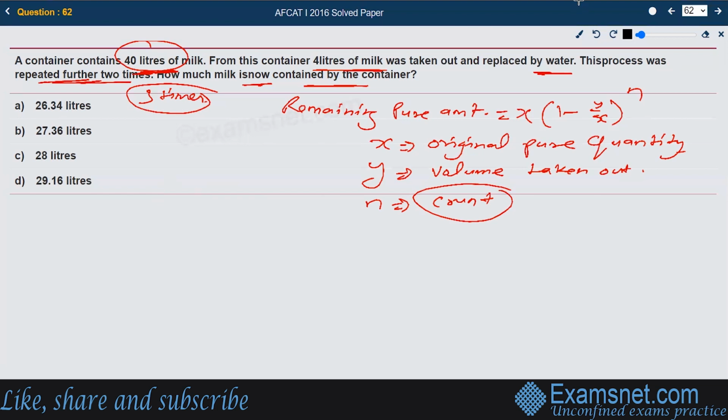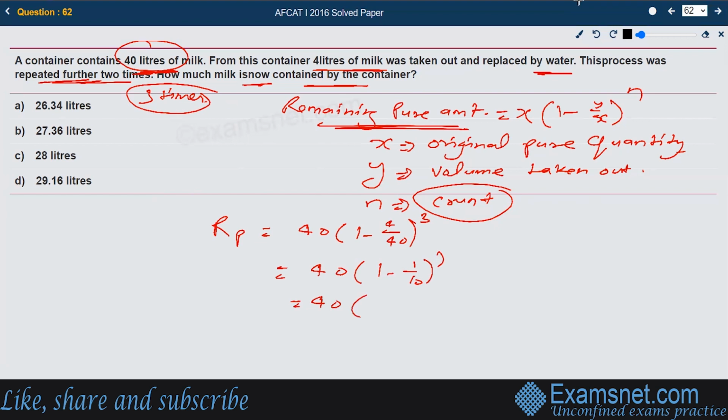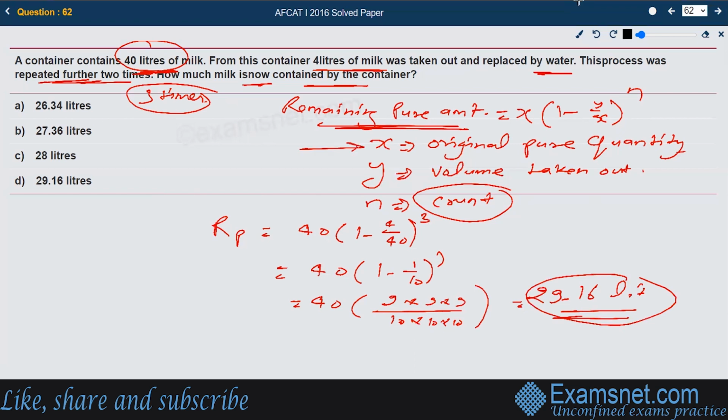So let us use the direct formula and find out the remaining pure amount. The remaining pure amount is going to be x is 40, times (1 minus 4 by 40), as 4 liters has been taken out repeatedly, to the power n, which is total 3. If we solve this, it comes out to be 40 times (1 minus 1 by 10) cubed. So this is nothing but 40 times 9 into 9 into 9 over 10 into 10 into 10. This is how it goes, and the last value that lands up is 29.16 liters. That is the right answer. So we can directly use this formula to make it easy. So the right answer is option number D.